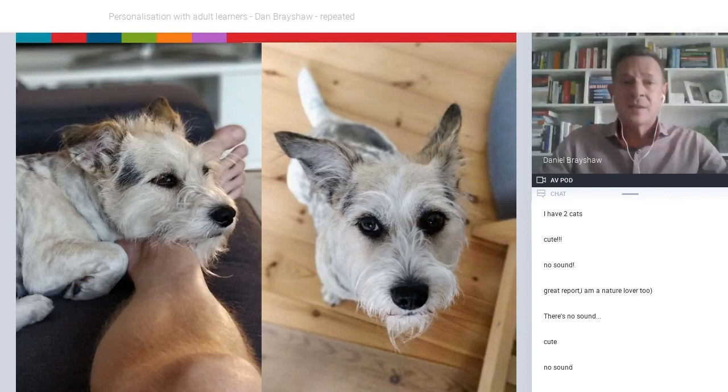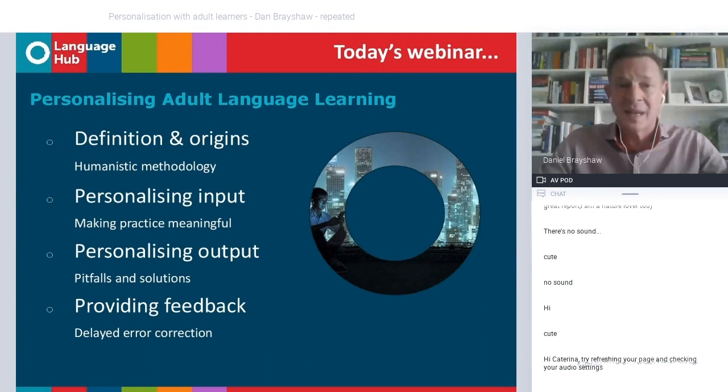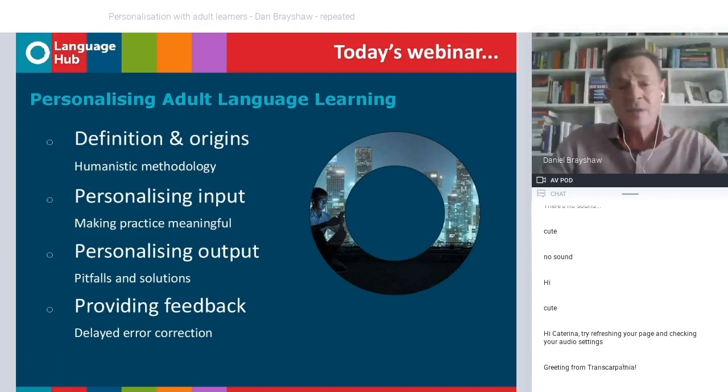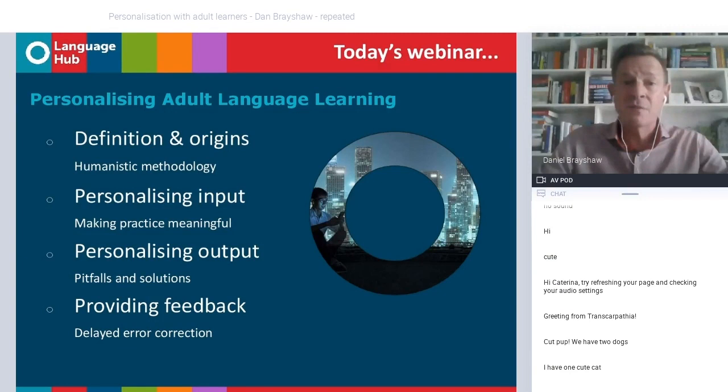Let's have a look at the menu for the session today. Once again, just to remind you, we're talking about personalizing adult language learning. And I want to start with a definition. It's always a good place to start. And a short discussion of the origins of personalization as a classroom technique and as a principle of humanistic teaching methodology.